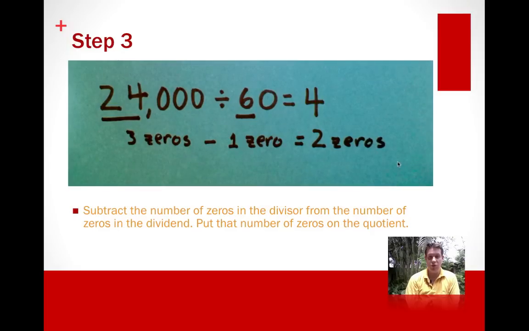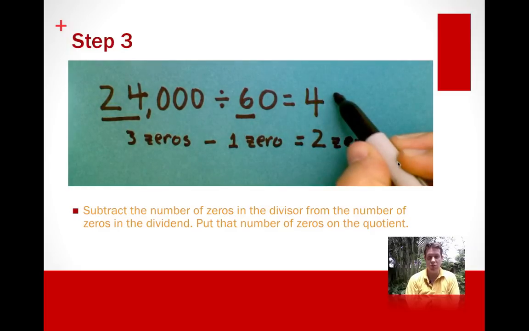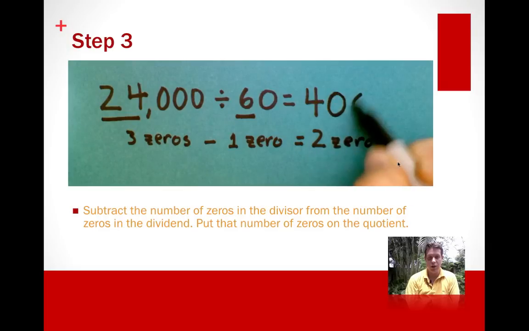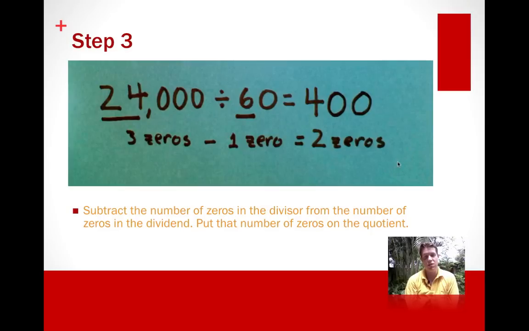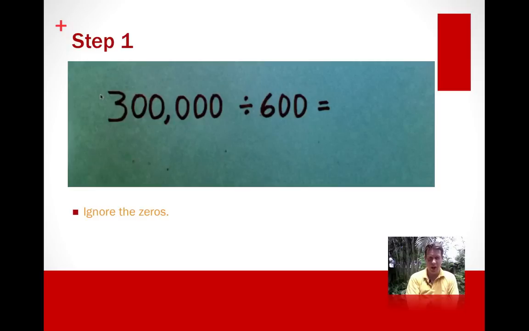Now that we know we got 2 zeros, we're going to put those 2 zeros on the end of our quotient, and our answer is that 24,000 divided by 60 is 400, all right? And with a little bit of practice, you'll be able to do all of that in your head. Okay, the next problem we're going to look at is 300,000 divided by 600.